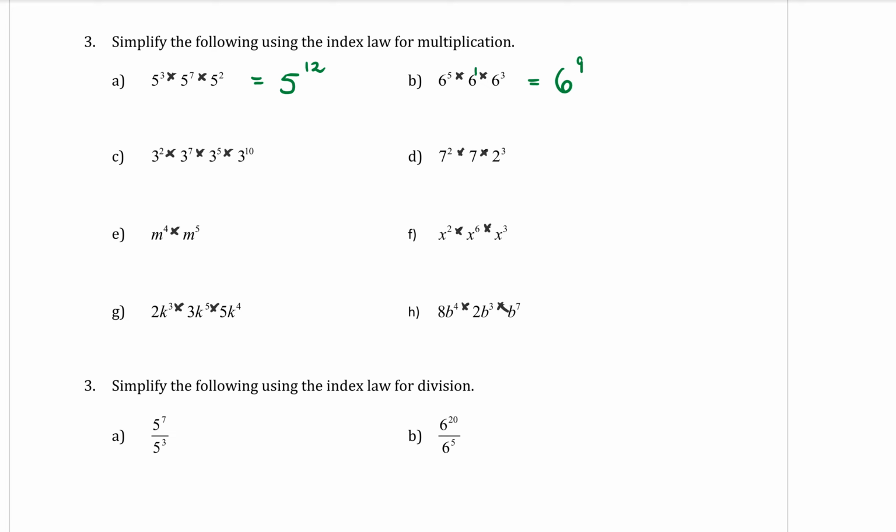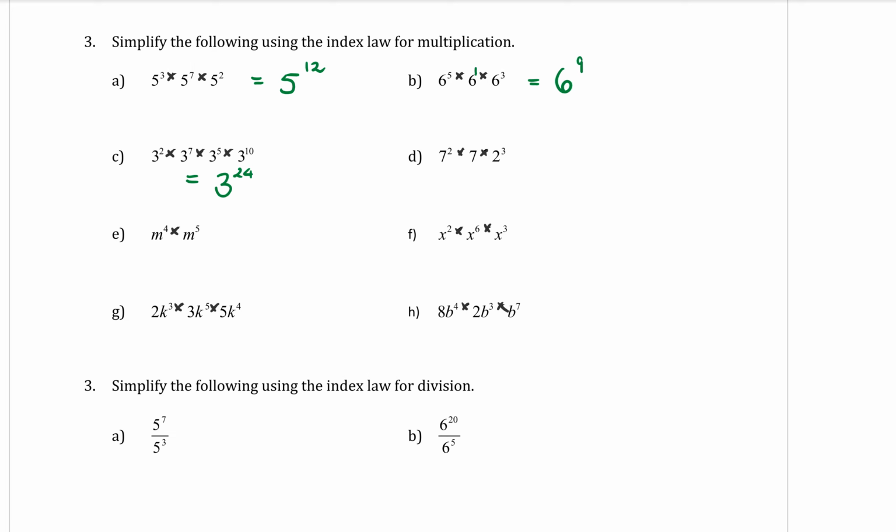Part C, it doesn't matter how many things you want to multiply together as long as they have the same base. So all of those ones have a base of 3, and I want to add all those powers together. 2 plus 7 is 9, plus 5 more is 14, plus 10 is 24. 3 to the power of 24.